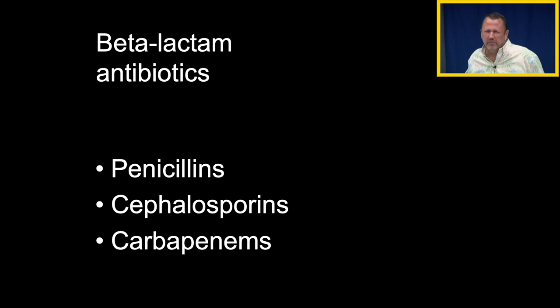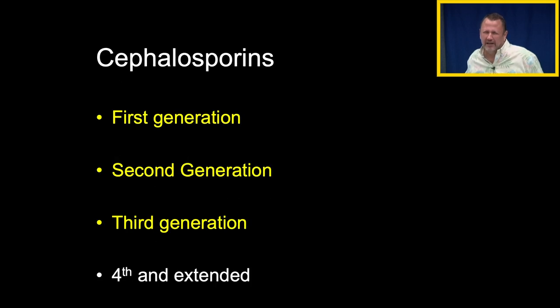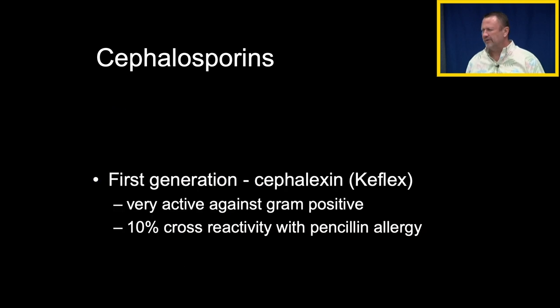All right, the cephalosporins are beta-lactam antibiotics as well. I want you to know them in three generations: first generation, second generation, and the third generation. And after that, there's a fourth generation. I think they give up counting after that, and they just call them extended generation cephalosporins. I'm not convinced that fourth needs its own category. To begin with, I thought first, second, and third generation work just fine. So let's talk about those.